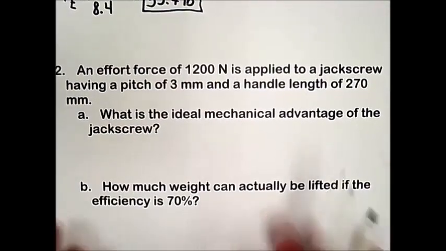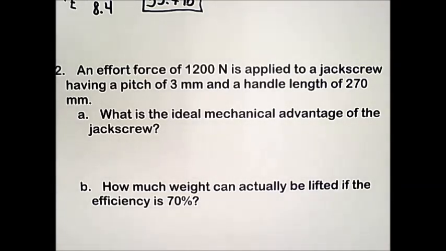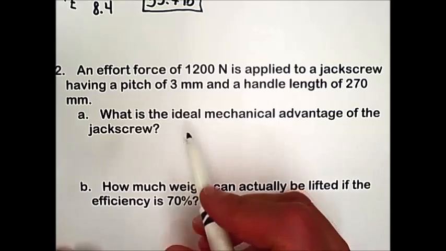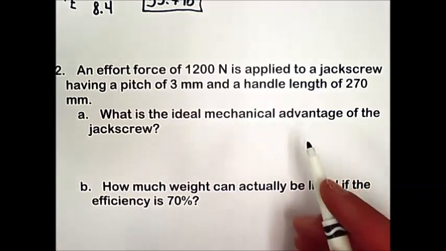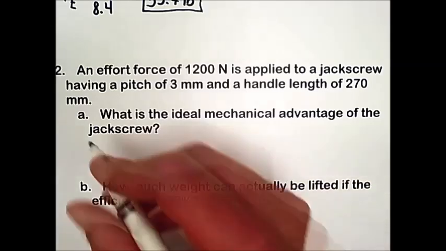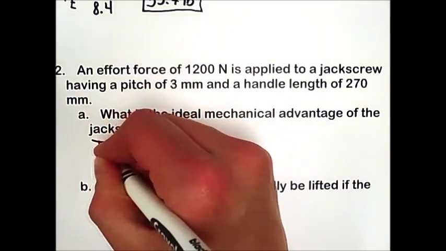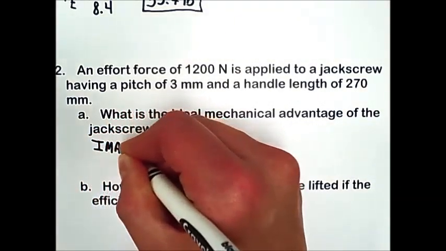Number 2. An effort force of 1,200 newtons is applied to a jack screw having a pitch of 3 millimeters and a handle length of 270 millimeters. What is the ideal mechanical advantage of the jack screw? So in this problem, again, we're finding the ideal mechanical advantage because there are so many losses due to friction that it's very difficult to find the actual mechanical advantage.